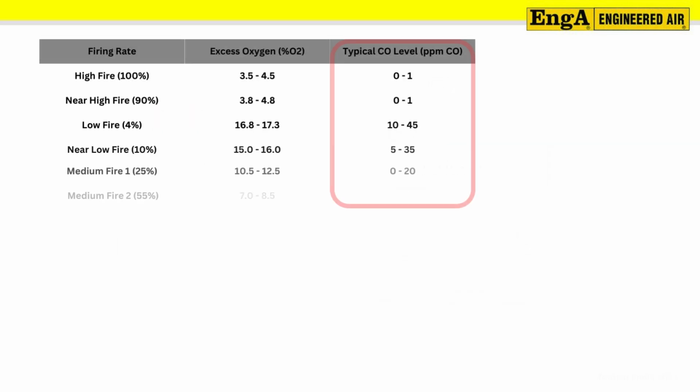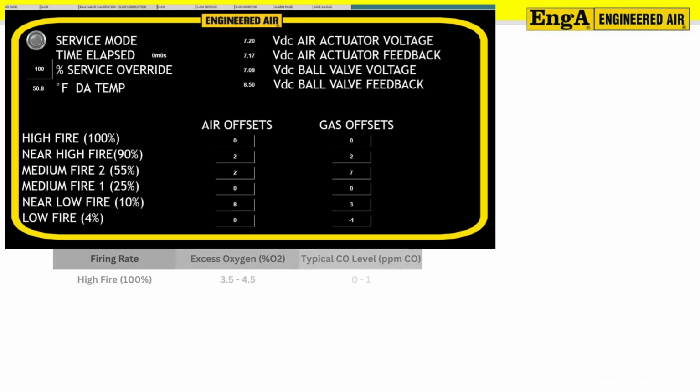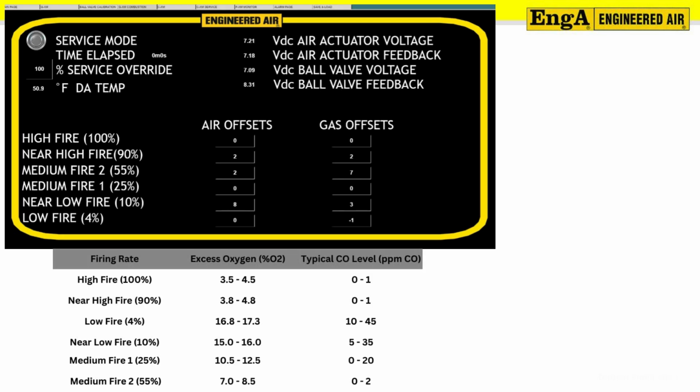The third column represents typical CO level readings in parts per million that you'll measure from your analyzer. These ranges are for reference only, and anything under 100 parts per million of CO is considered adequate. While completing the following steps, monitor the discharge air temperature to avoid reaching 180 degrees Fahrenheit or dropping below 40 degrees Fahrenheit, which will result in tripping a high or low temperature limit.